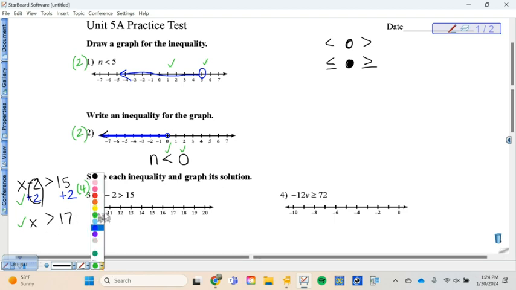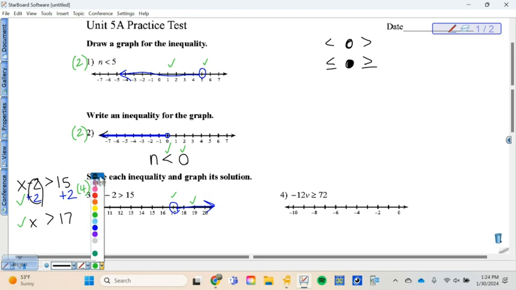So how do I graph this? X is greater than 17. How do I graph it? Good. Open circle at 17. Left or right? Good. Okay. 4 points. 1, 2, 3, 4. Okay, what about number 4?